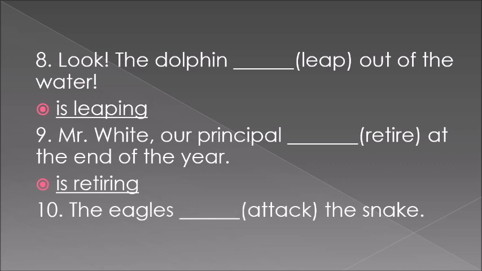Last sentence of the exercise is the eagles dash attack the snake. Eagles is plural here, so the eagles are attacking the snake. So this was exercise number 29 on page number 100. You need to solve this properly in your books and make sure that you give the date and day on that page also.